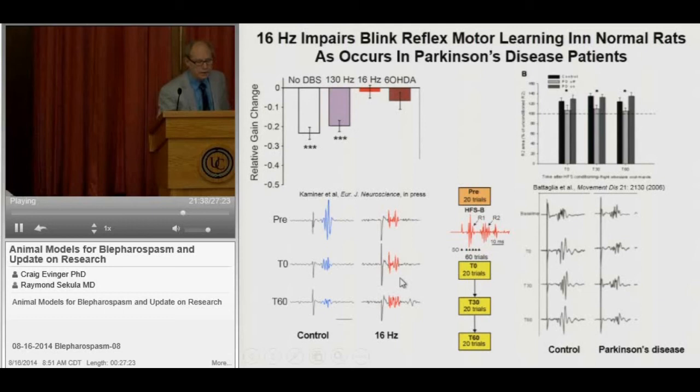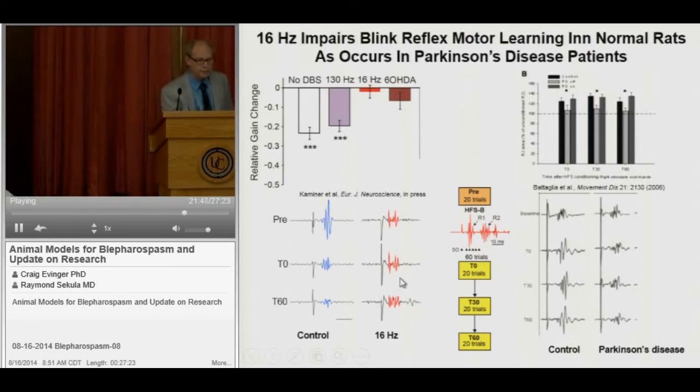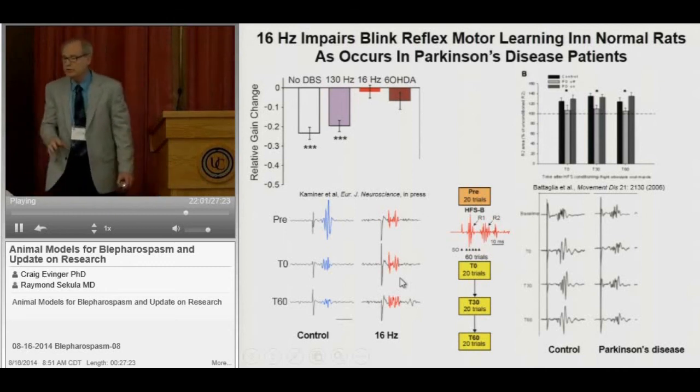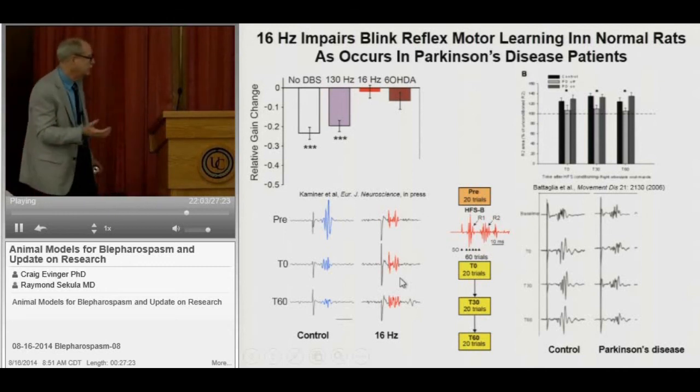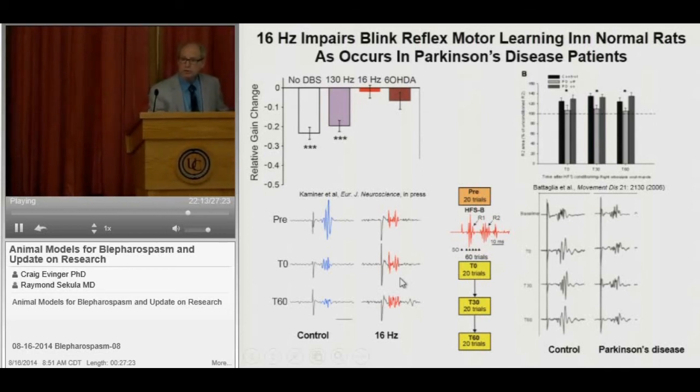Okay? Here's what happens when you look at the rats. So no DBS, and now in this time we're turning the gain down rather than up. That's why the bars go down instead of up. There it is. You can see that the gain goes down like this, about 25%. If you do 130 hertz, right, that's the therapeutic. It shouldn't have any effect on this at all. And indeed it doesn't. These rats show just about the same amount of reduction in blink amplitude. But when you do 16 hertz, you can see there's virtually no change.